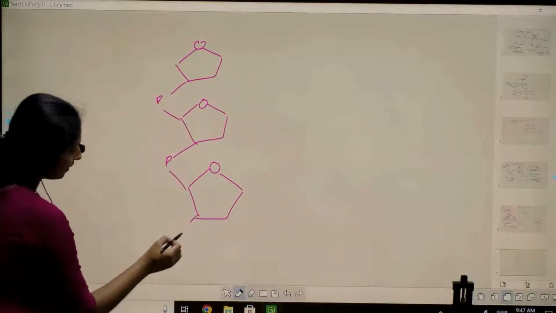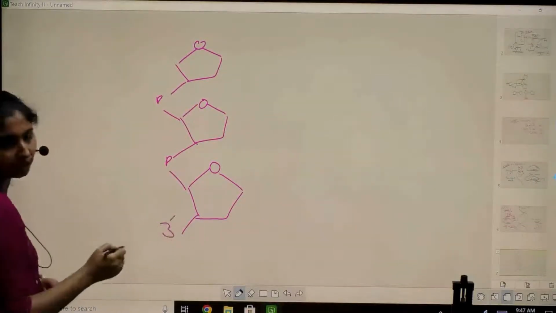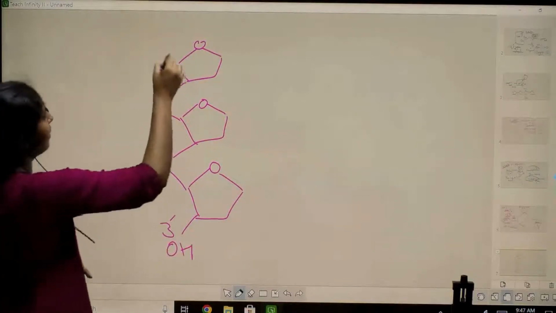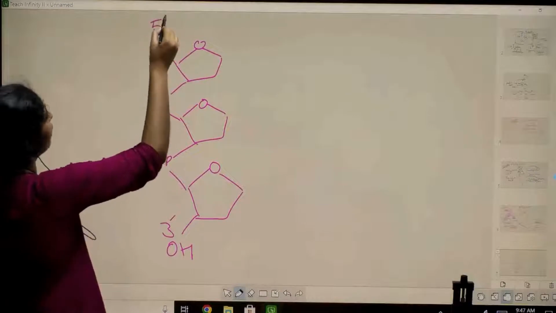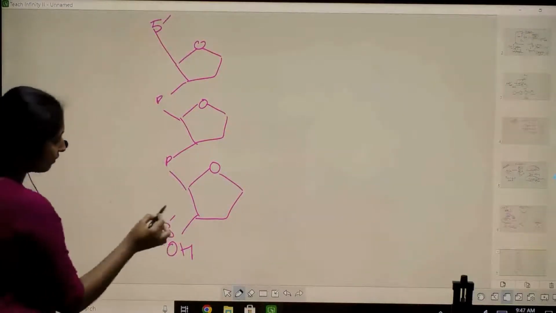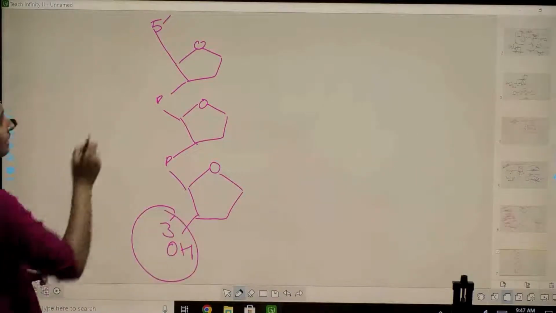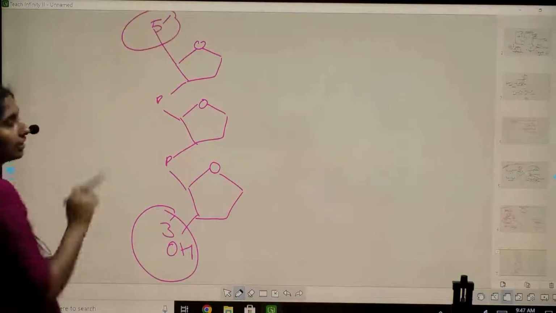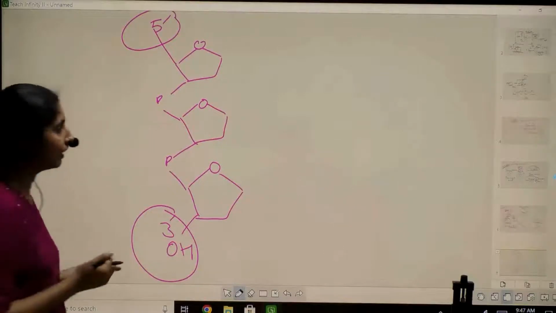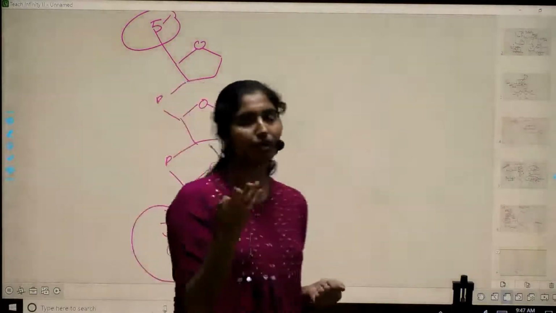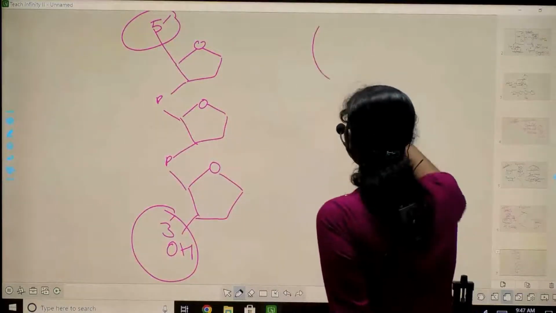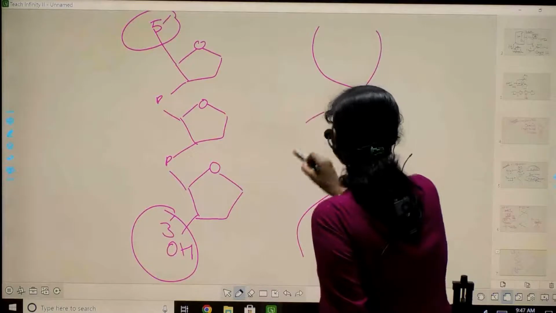So at this end, I would have a free 3' group where a hydroxyl group is there, and at the other end, I would have a 5' end, right? So I can say in a strand of DNA, I have a 3' end at one end and a 5' end at the other end. I'll use this to define the polarity of DNA. So the two strands involved in the double helix have anti-polarity. That is, they are in opposite conformation.